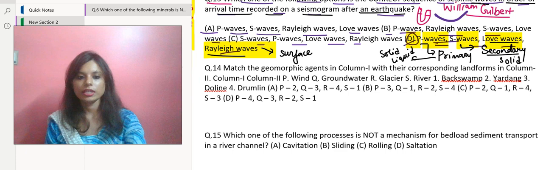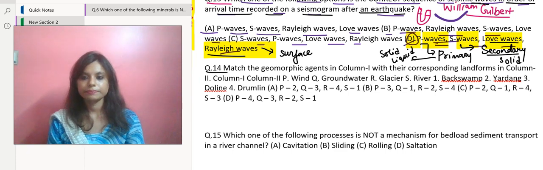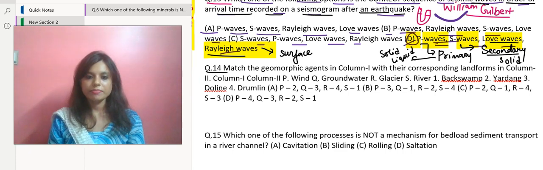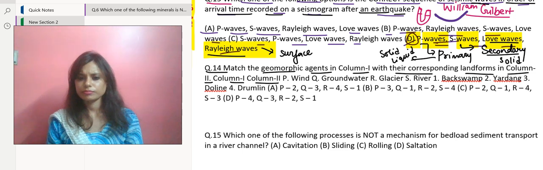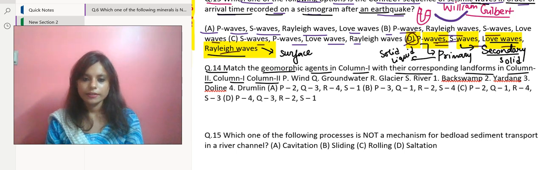Let's move over to the next question. That's question 14. It's a match the following question. You have to see it properly. Don't get confused. Match the geomorphic agents in column 1 with their corresponding landforms in column 2. This is a little bit confusing the way it is presented over here, but in the question paper it was presented properly.